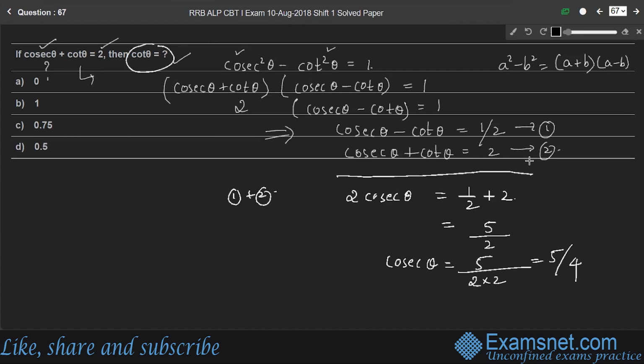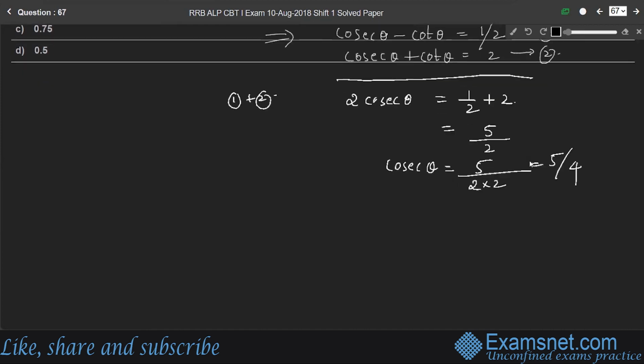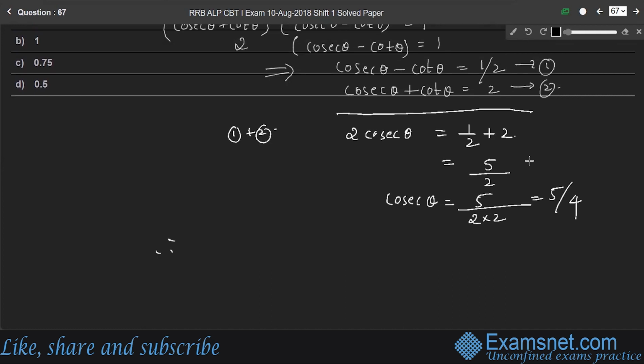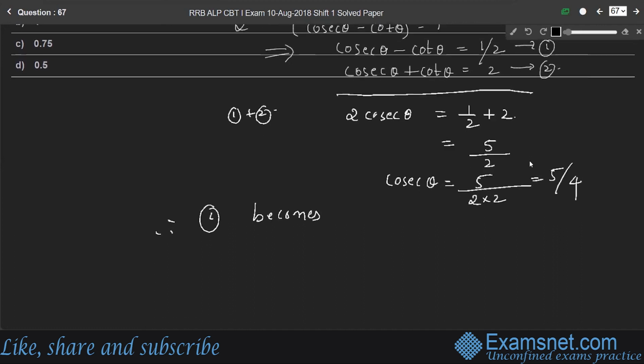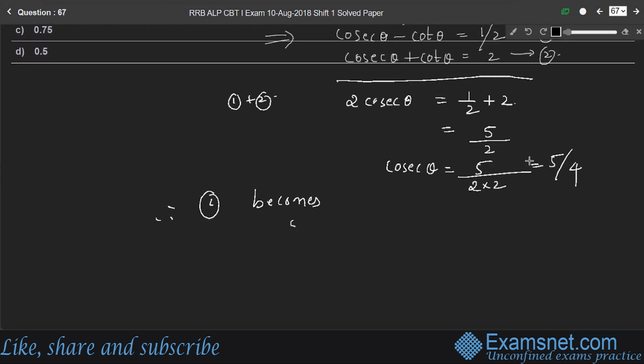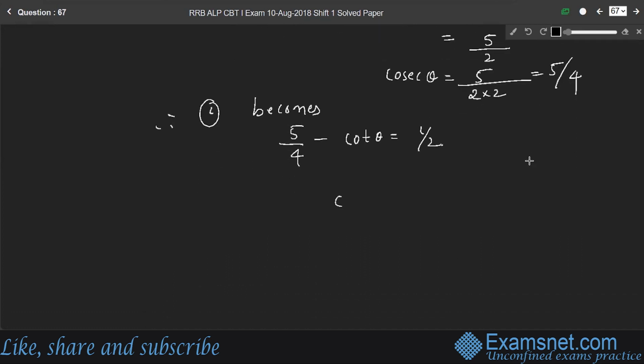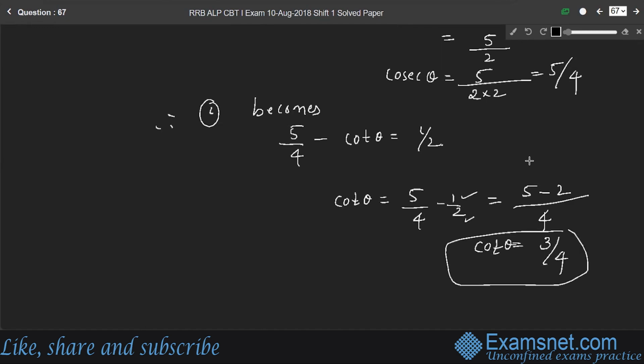So here we need cot theta. Substitute the value of cosecant theta in any of the equations, right? Therefore, equation 1 becomes cosecant theta minus cot theta, cosecant theta is 5 by 4 minus cot theta is equal to 1 by 2. Therefore, cot theta is equal to 5 by 4 minus 1 by 2. Since 4 is the LCM, it becomes 5 minus 2 into 2 is 4, hence 1 into 2 is 2. Therefore, cot theta is equal to 3 by 4. Right? 3 by 4 is the answer.